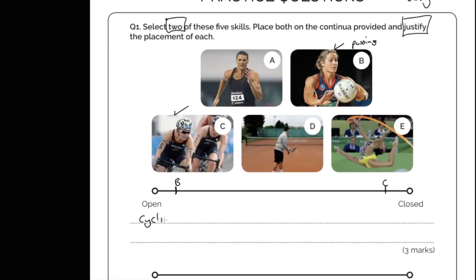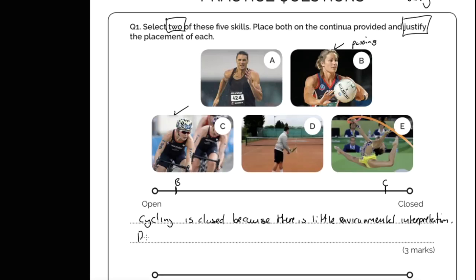Let me justify it. Cycling is closed. What am I going to say here? Because I'm justifying, I have to say why. Because there is little environmental interpretation. Nice term for us to use. There is little environmental interpretation. In other words, we could say here, it's a stable, consistent environment.